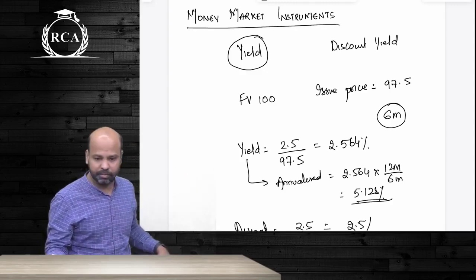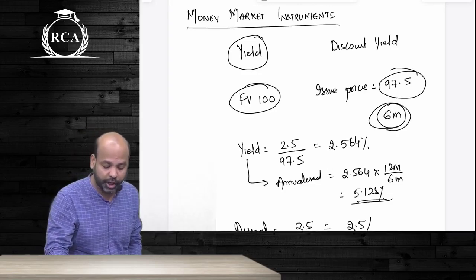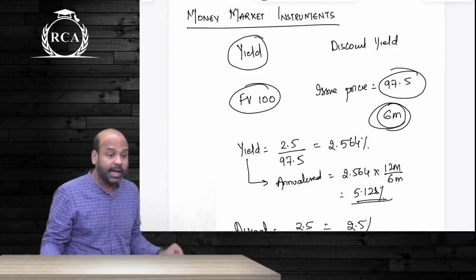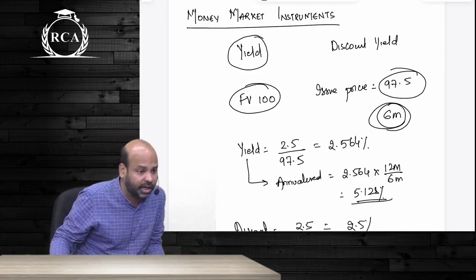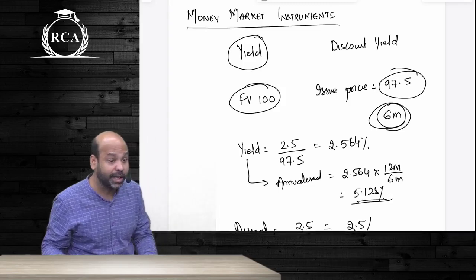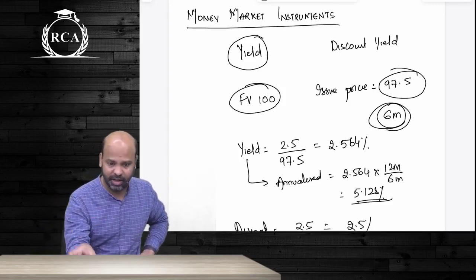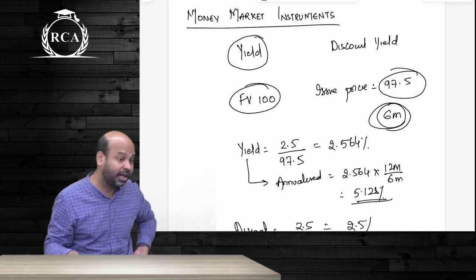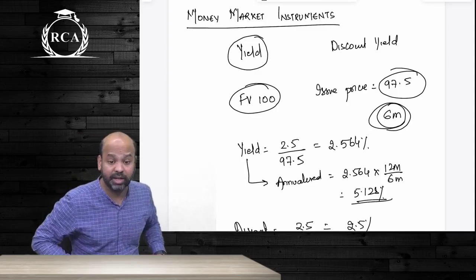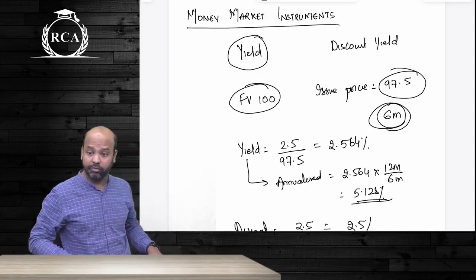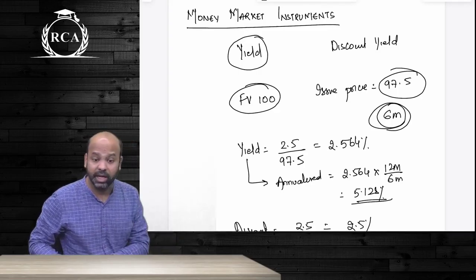So if you see the example here, face value is 100 rupees, issue price is 97.5. The bond has a maturity of 6 months. I can say that the return of an investor is 2.5 rupees on an investment of 97.5. If you're computing yield, it is always as a percentage of purchase price, the amount that you are investing. But if you talk about discount rate, it is always as a percentage of face value. Here discount rate will be 2.5 divided by 100, but yield will be 2.5 divided by 97.5. This will be the difference between yield and discount.